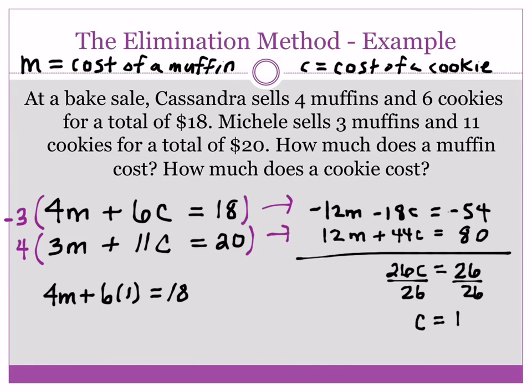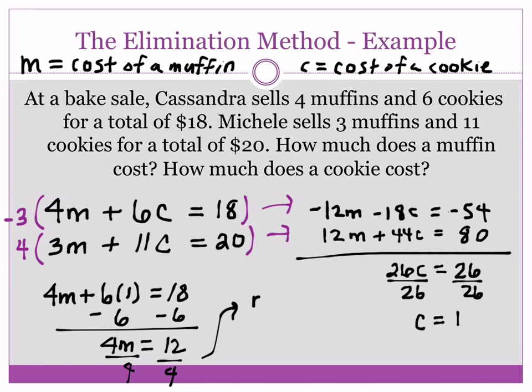What will we do next? Minus the 6, right? Because 6 times 1 is 6, sure. So I have 4M equals what? 12. And then what? You divide by 4 and get M by itself. Right. So what will M be? $3. M is 3. All right, so let's check and make sure it actually works.